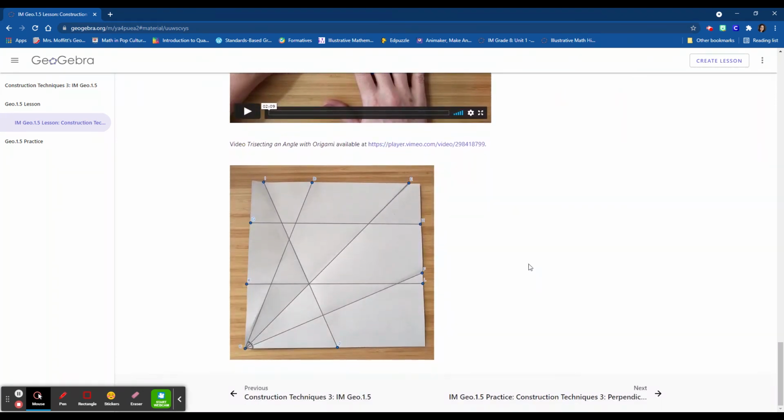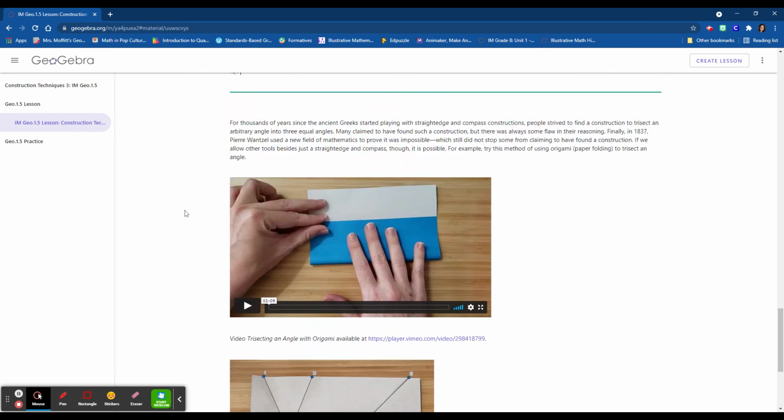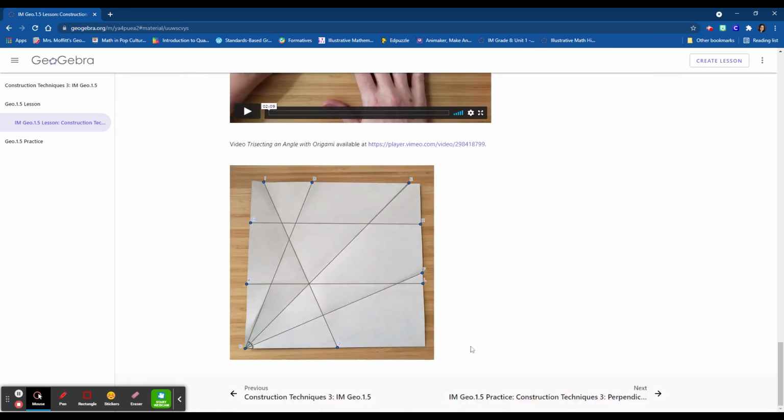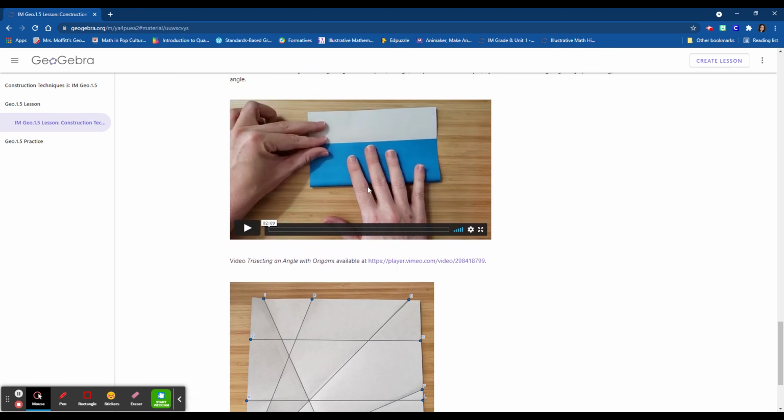All right, so we have some little optional videos. If you want to watch this video, you absolutely can. You can try this with your own paper at home. It's I think pretty interesting. I'm not great at origami, but I love it. But there's not any part of this right here that you're going to be tested over or anything like that. This is optional here.